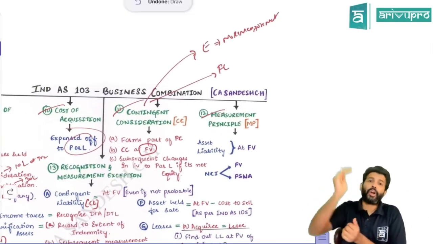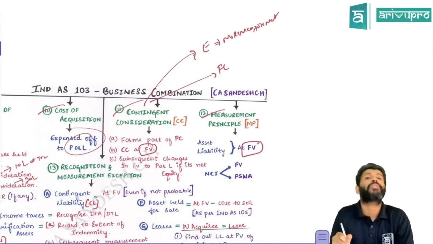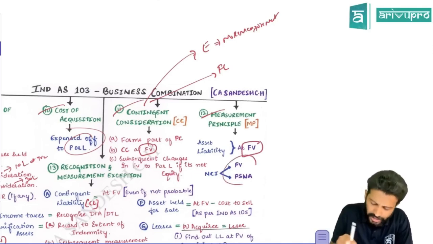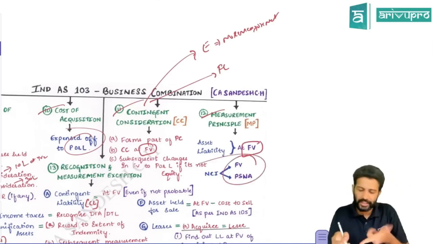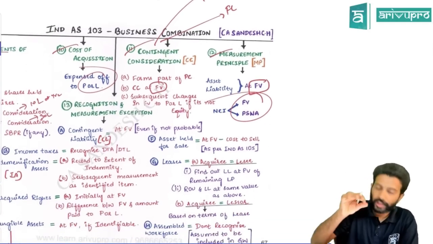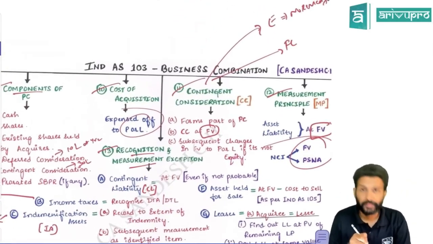Next is measurement principle. On the date of control, sir, all the assets and liabilities of the acquiree, as in the subsidiary company, will be taken over at fair value. That's the basic measurement principle. On the same day, you have to measure NCI, and as per the NCI measurement principle, we already know, fair value of NCI method, or PSN, proportionate share of net assets basis. That is one. Then there are some recognition and measurement exemptions or exceptions.